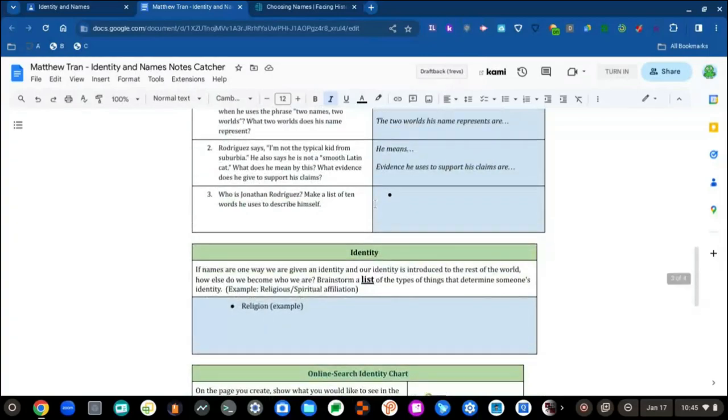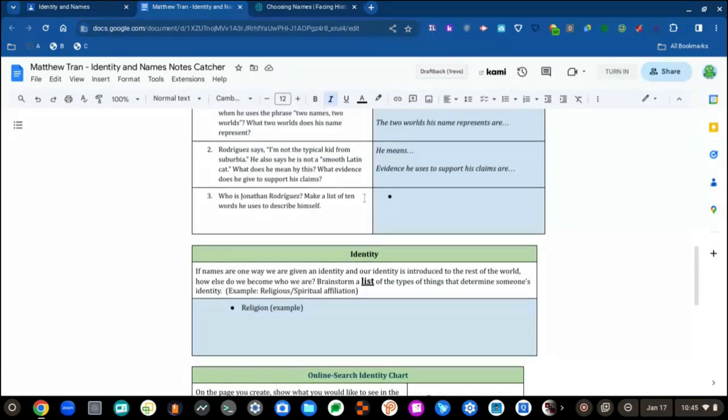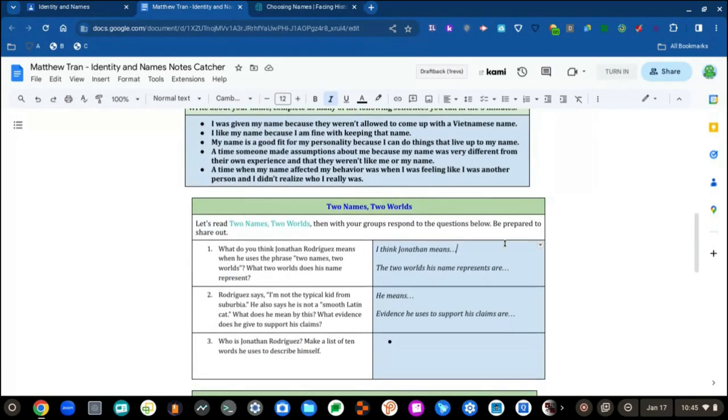A time when your name affected your behavior. No one can think of a time when, because your name identifies with a certain group or community, you acted in a certain way? I don't believe y'all. All right, fine. We'll go with the easy ones. I like or dislike my name because... I'm sure. All right.